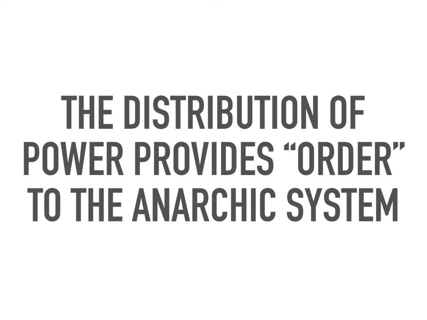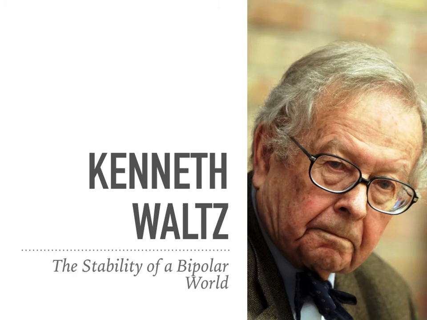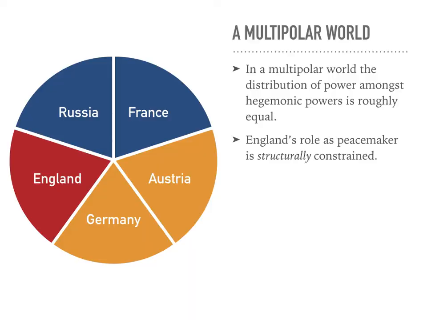Now there are two main thinkers in neorealism, and the first one is a man named Kenneth Waltz. Kenneth Waltz writes a lot about bipolarity in his paper, The Stability of a Bipolar World. And so, to make this easier to understand, we're going to use pie charts to understand when we talk about multipolarity.